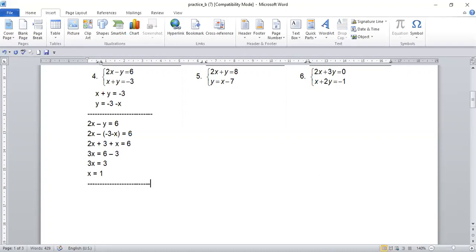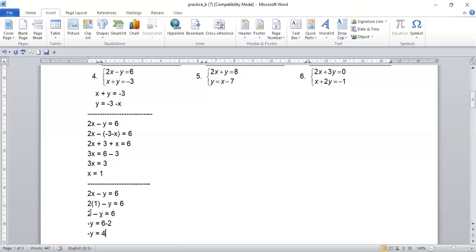Now moving on to finding the value of y. How can you find the value of y? Choose any one equation. So I'll use the second one. Oh, okay, the first one. Fine. I'm going to use the first one. 2x minus y equals 6. In place of x, I will write 1. 2 ones are 2, minus y equals 6. So minus y equals 6 minus 2, which is minus y equals 4.